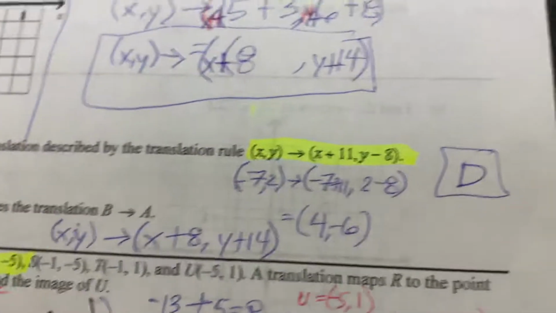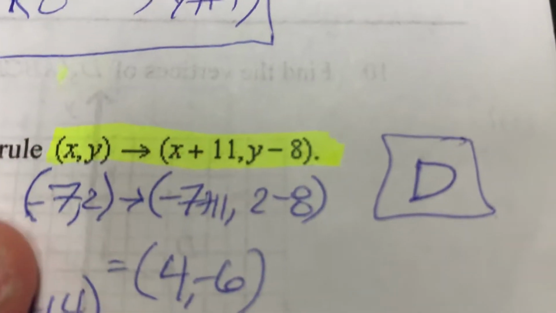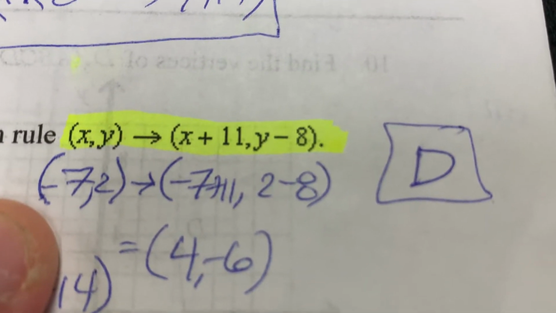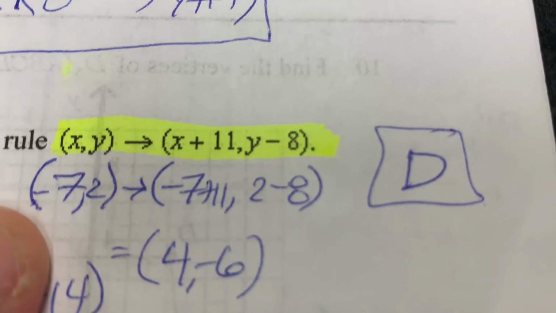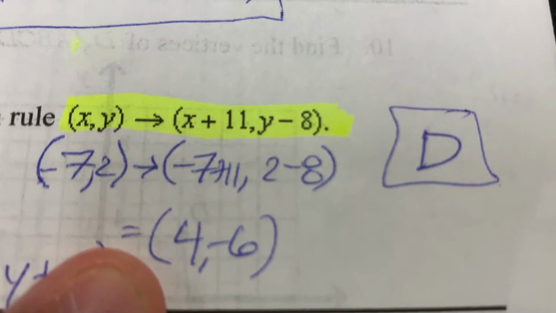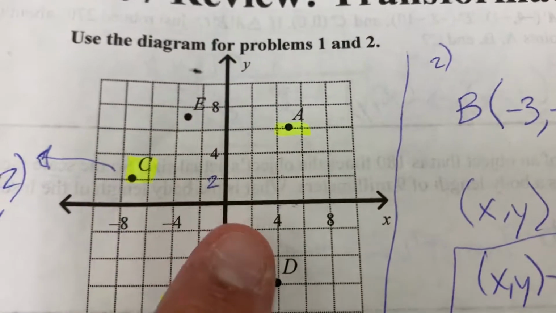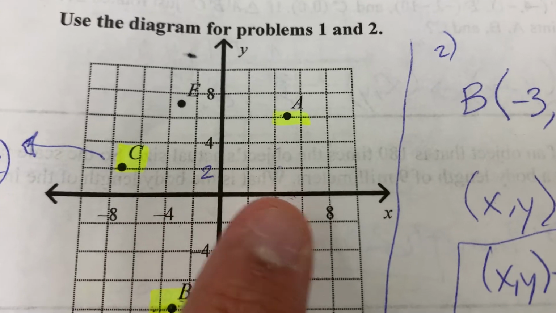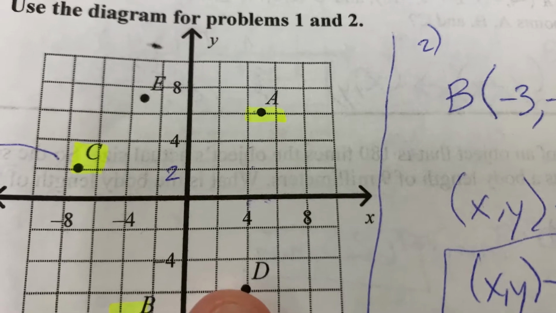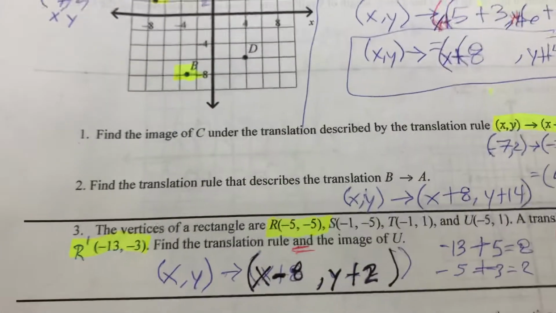So for number 1, since that's your point, -7, 2, that's what you're going to put in for x and y. So it's going to be -7 plus 11, comma 2 minus 8. So your point is going to be 4, comma -6. Okay, so 4, comma -6. When we come back over here, where is 4, -6? You're going to go over to 4, so 2, 4, and then down 2, -2, -4, and -6, and that'll be point D. So number 1 is point D.